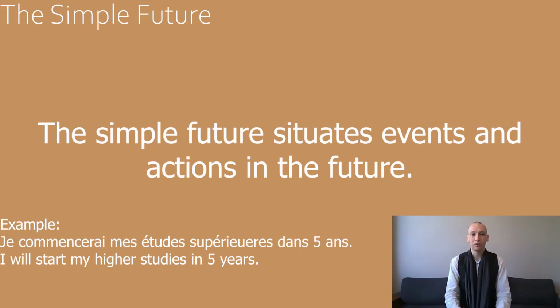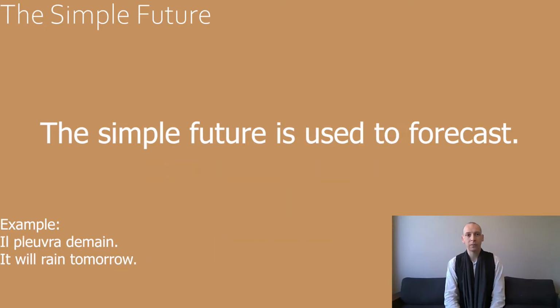So let's look at the functions of the simple future in French. The simple future is used to talk about actions and events that are situated in the future. These are often plans. For example, je commencerai mes études supérieures dans 5 ans. I will start my higher studies in 5 years. It's also commonly used for forecasting, for example, when talking about the weather. Il pleuvra demain. It will rain tomorrow.